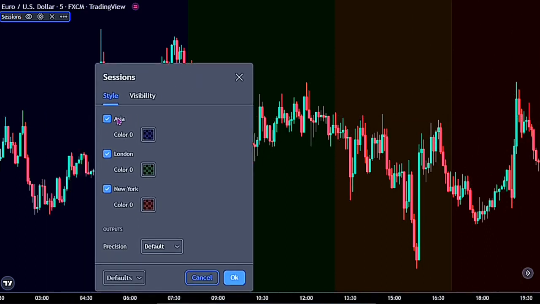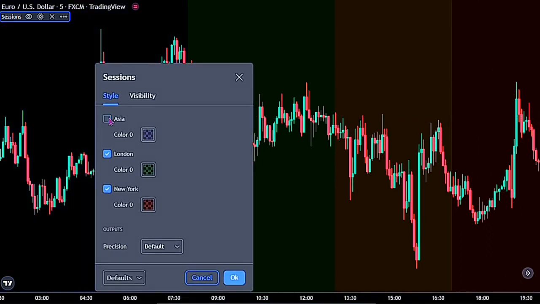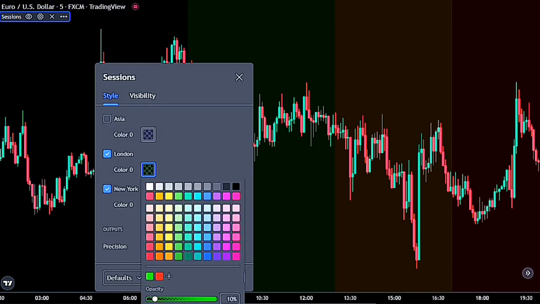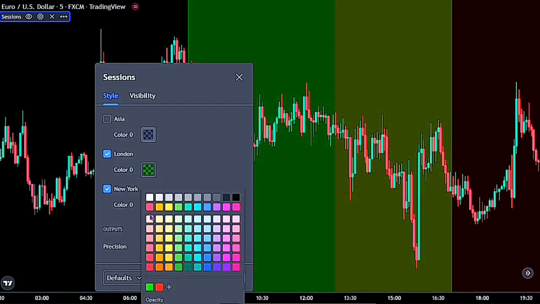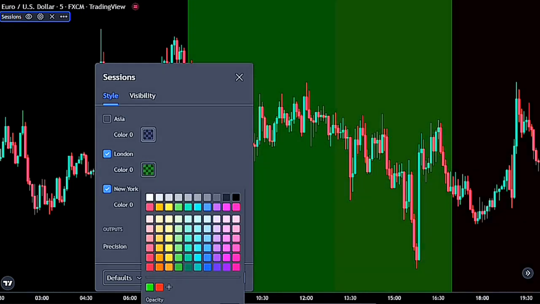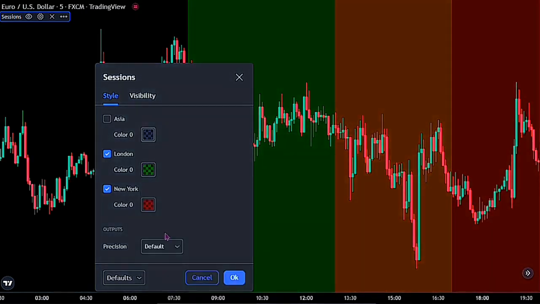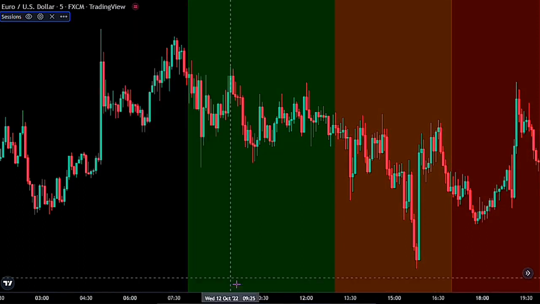Now I want you to untick the Asian, as we won't be using this on the chart. Increase the London opacity to 30 and also do the same for the New York. Then click on the OK button when you are done.